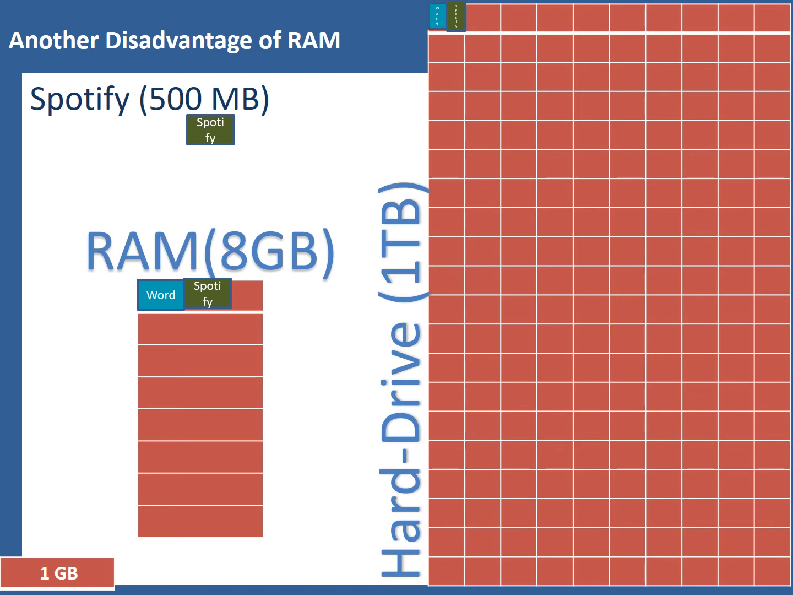Now we've got 2 processors running, we've opened Spotify. Spotify on average is 500 megabytes in size, and we've put that into RAM. And just to show you the size of it in comparison, I've put it into the hard drive. Now for multitasking, we can use RAM to store both Word and Spotify, and we could be listening to music whilst writing some essays or doing some homework.